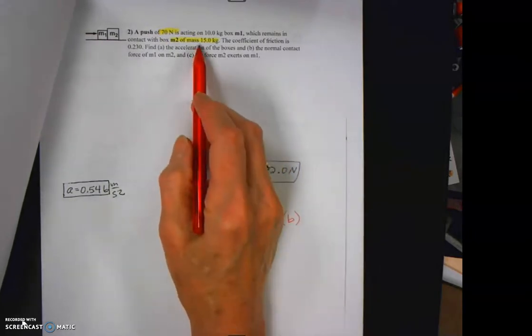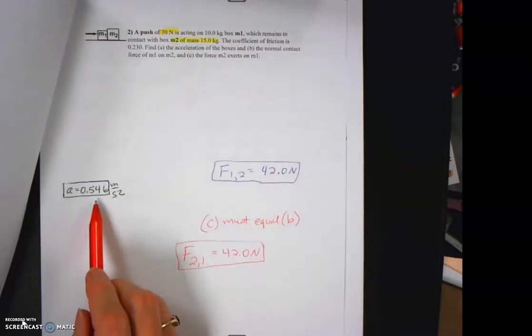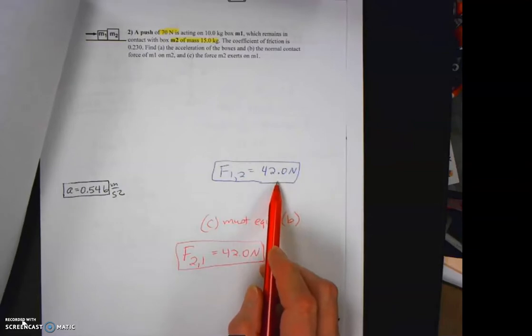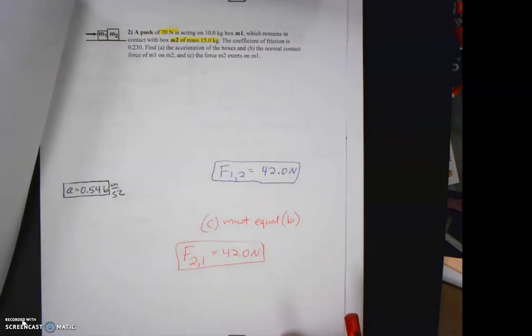Okay? On the other slightly different version of the test, there was a push of 70 newtons, and the mass of box 2 was different. So this is the acceleration, and this is the contact force. And again, of course, C and B must be equal to each other.